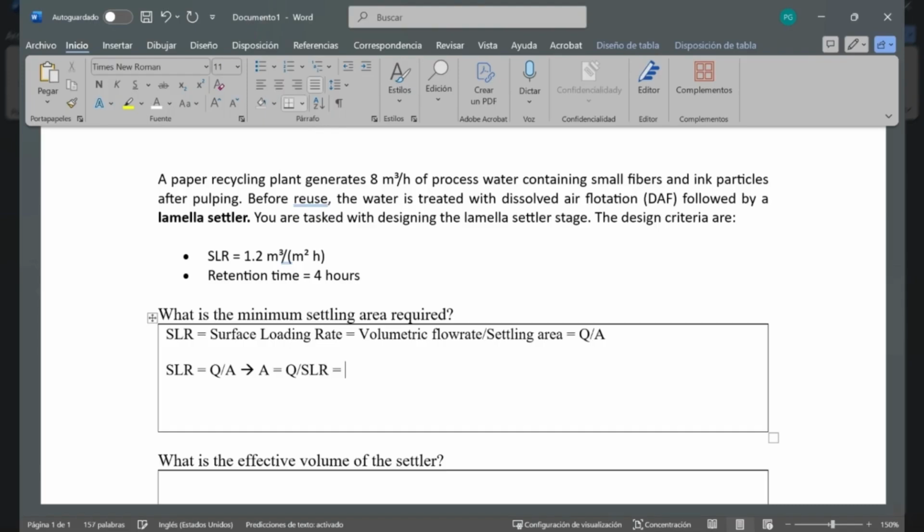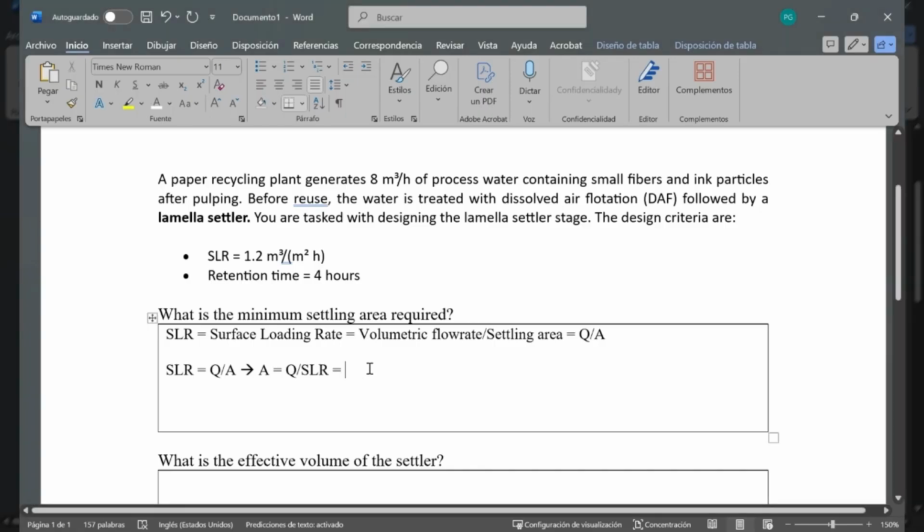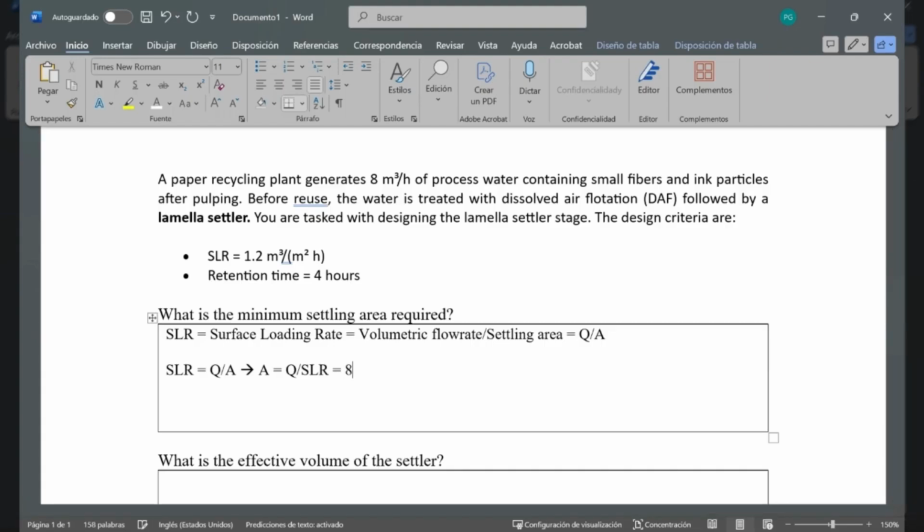And in this case, we are talking about 8 cubic meters per hour. Sorry, so the area is Q over SLR. The flow rate is 8 cubic meters per hour, and that is going to be divided by the SLR, which is 1.2 cubic meters per square meter hour.